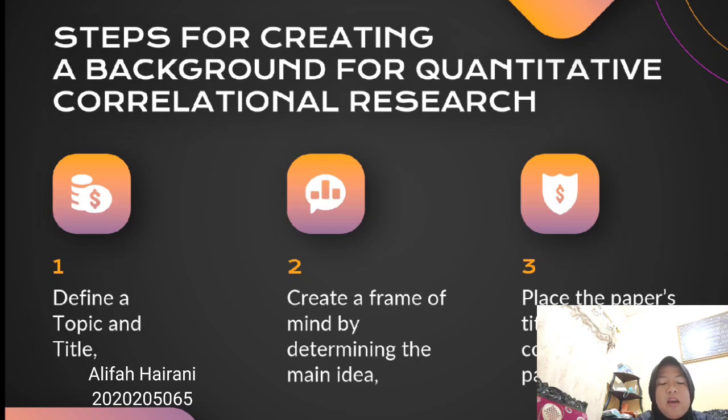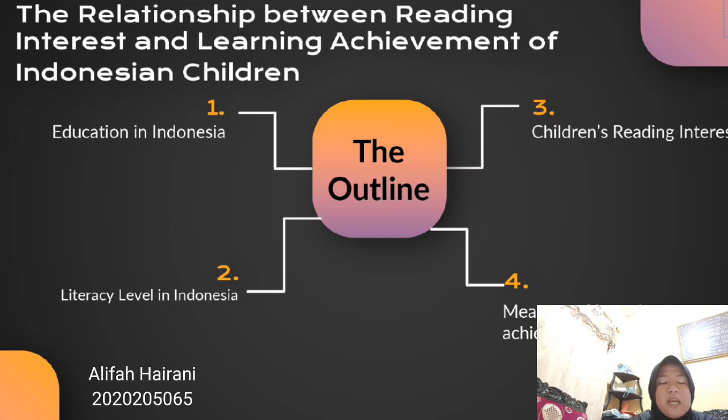final paragraph. And for example, as you can see, the title of the article is the relationship between reading interest and learning achievement of Indonesian children. So we can start the background with the following outline. As you can see from the PowerPoint, the first one is education in Indonesia, literacy level in Indonesia, children reading interest, measure of learning achievement, the relationship between reading interest and learning achievement, and the last one is research gap.